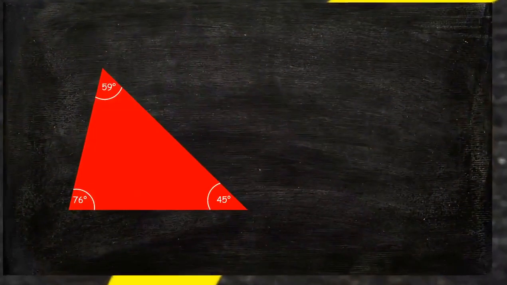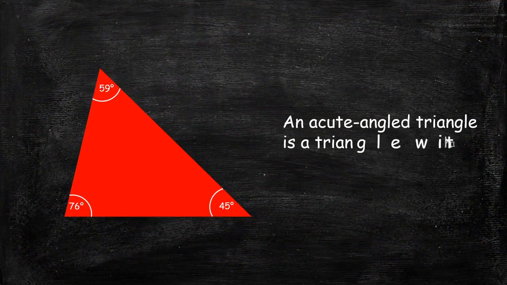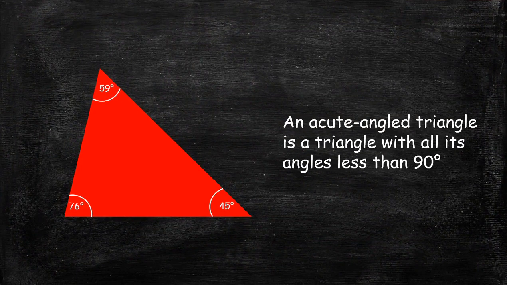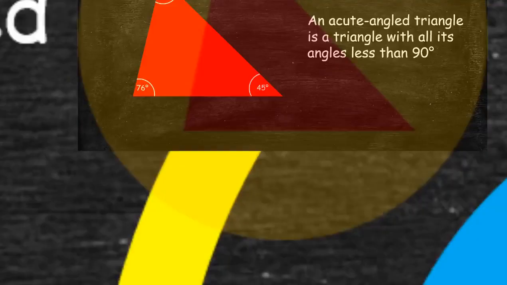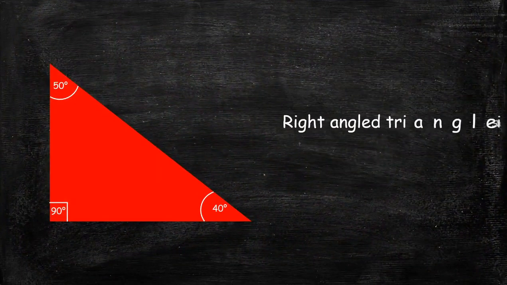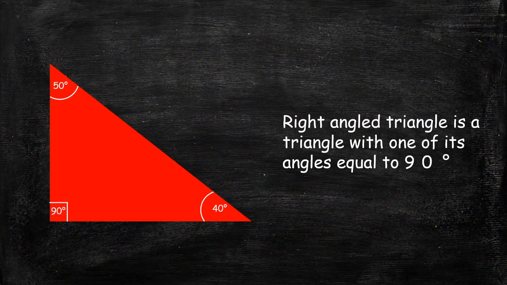So first see acute angle triangle. An acute angle triangle is a triangle with all its angles less than 90 degrees. The angles of this triangle have values less than 90 degrees. Now a right angle triangle is a triangle with one of its angles equal to 90 degrees. We denote 90 degrees by a small square box drawn at the angle point. So one of its angles is equal to 90 degrees.